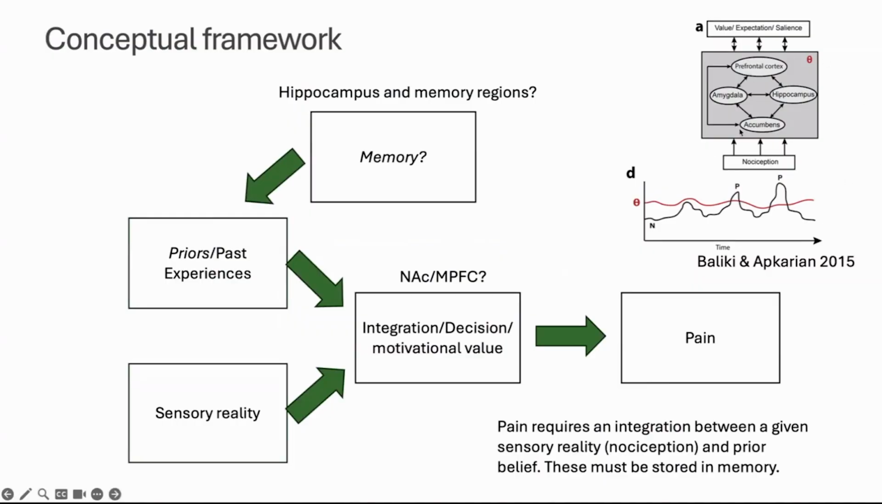And the reason why we think that this is the case, going back to the model that I discussed, is that whenever your brain makes a decision about whether to transform a given sensory reality into pain, it also leans onto your past experiences that are stored in memory. And basically, your past experiences are also going to help shape a bit of your current pain experience.